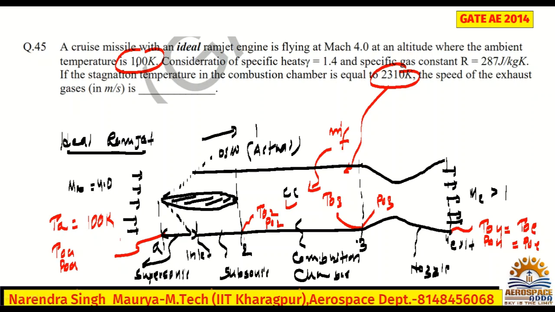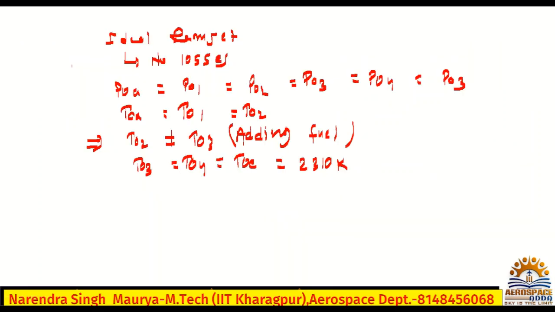And now they are asking the speed of the exhaust gases. What is the exhaust gases speed? Let me calculate. Speed of exhaust gases means VE they are asking. This is the ideal ramjet, and one very important thing: ideal ramjet means MA is equal to ME, exit Mach number is equal to inlet Mach number. That is the ideal ramjet. This is the condition I have already explained many times. Whatever the Mach number at exit and inlet, that must be the same.